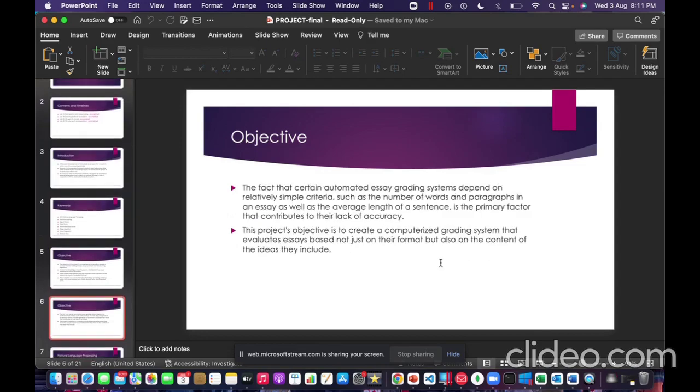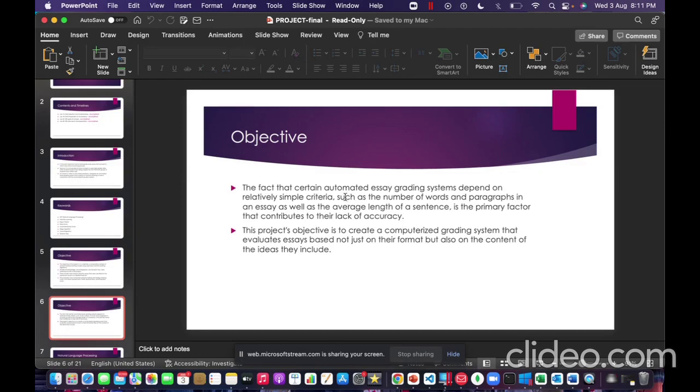Certain automated essay grading systems depend on relatively simple criteria such as the number of words and paragraphs in an essay, as well as the average length of the sentence, which is the primary factor that contributes to their lack of accuracy. This project's objective is to create a computerized grading system that evaluates essays based not just on their format but also on the content of the ideas they include.